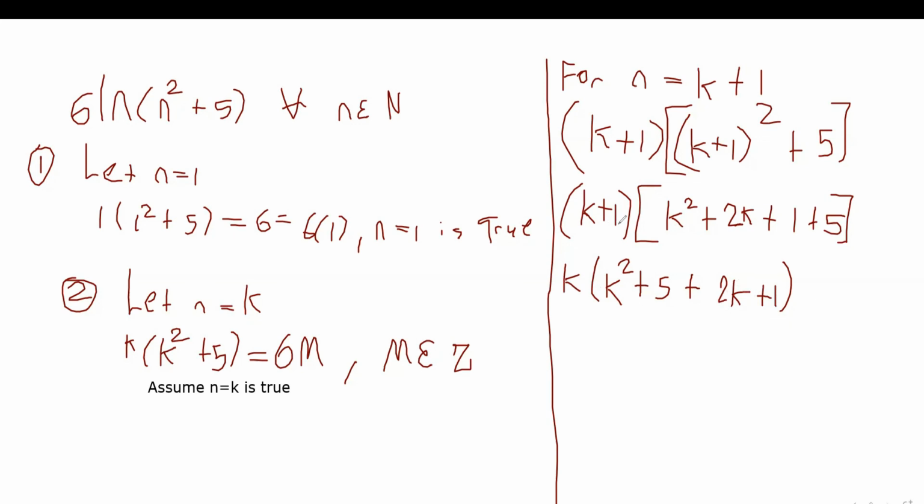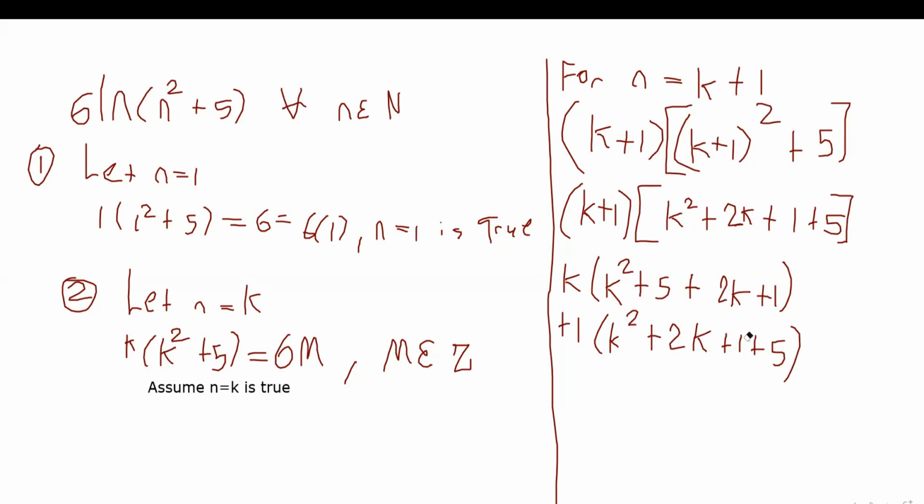Yes, sir. Then plus 1 times everything, right? That's how we expand the bracket. Plus 1 times everything over here, which is 1 times k squared plus 2k plus 1 plus 5, right, Marika? Right?